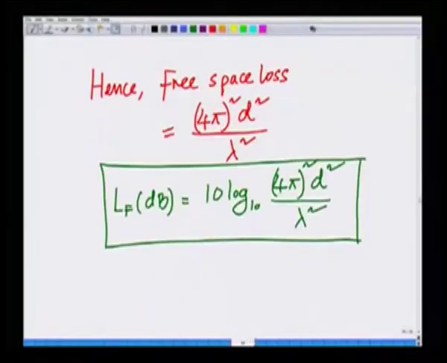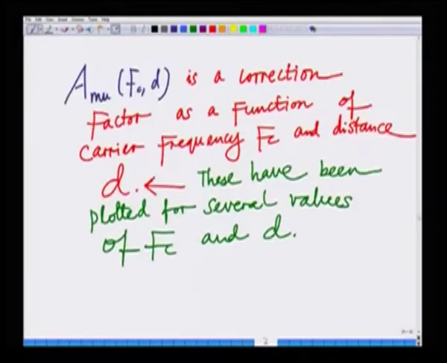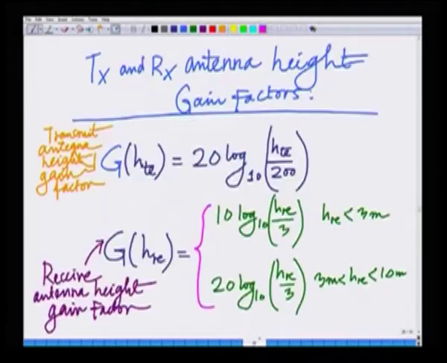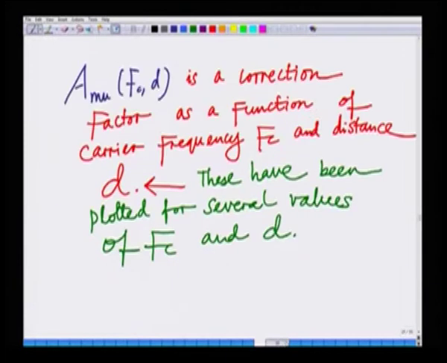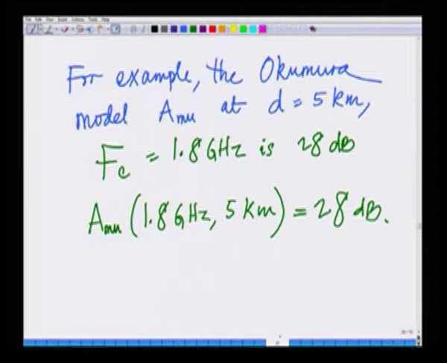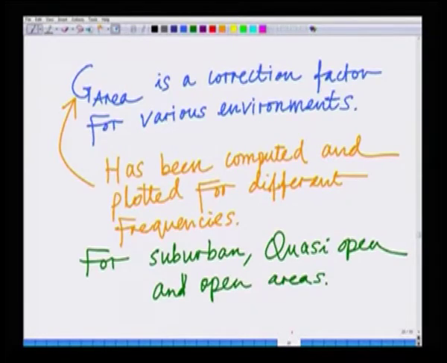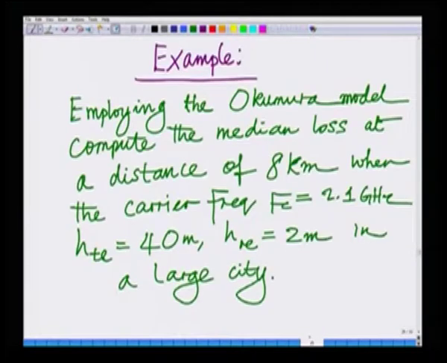All right. And we looked at the different expressions. We looked at the expressions for the free space path loss, the expressions for the transmit and receive antenna height gain factors, and then we also looked at the charts which give us this A mu correction factor, and then we also looked at this G chart which gives us the G area factor, and then we started looking at a comprehensive example.